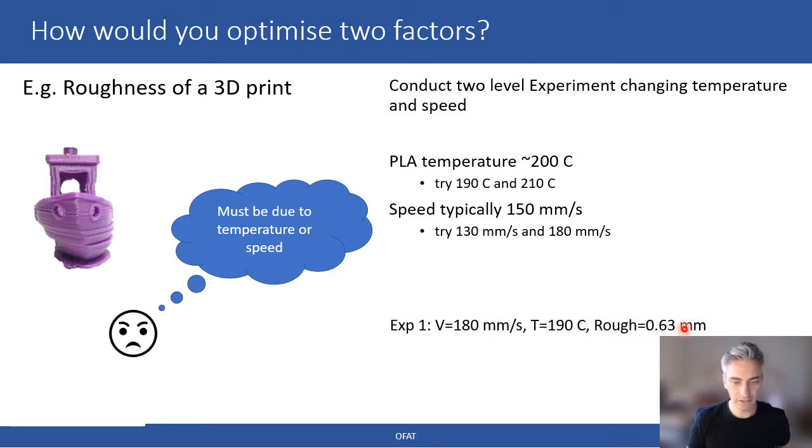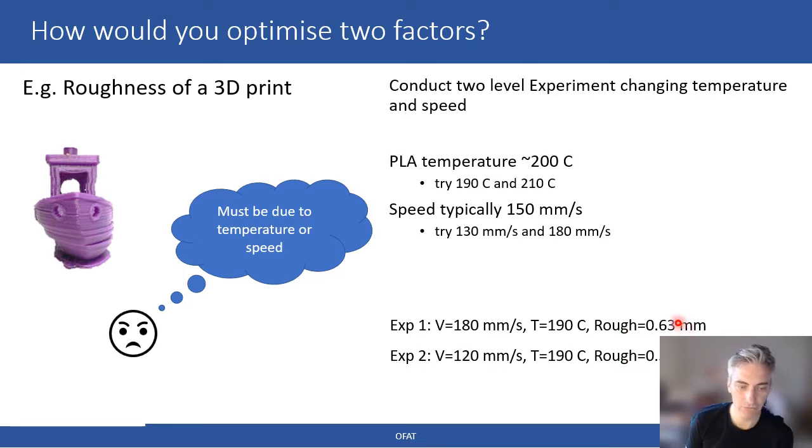And then for our second experiment, we have a breakthrough. We reduce the speed of the print, and the temperature we keep at 190, and we see that we halve the roughness. So we conclude that, well, we don't conclude at this point, but we are hopeful that we found the source of the problem. It's something to do with the print speed.